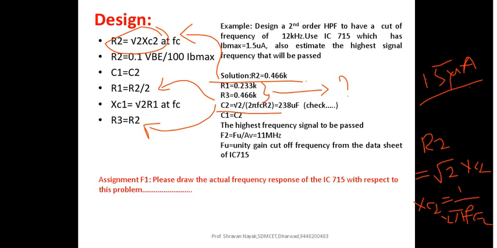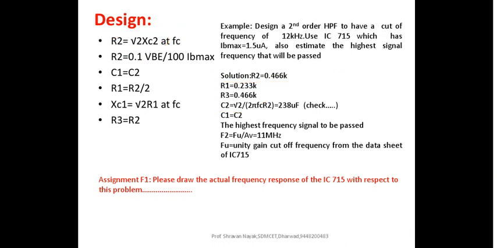So then your C1 is equal to C2, very similar to how we had taken R1 equal to R2 in case of the low pass filter, right? So C1 is equal to C2, approximately 400 nanofarad. Now comes the last part here, right? Estimate the highest signal frequency that will be passed.